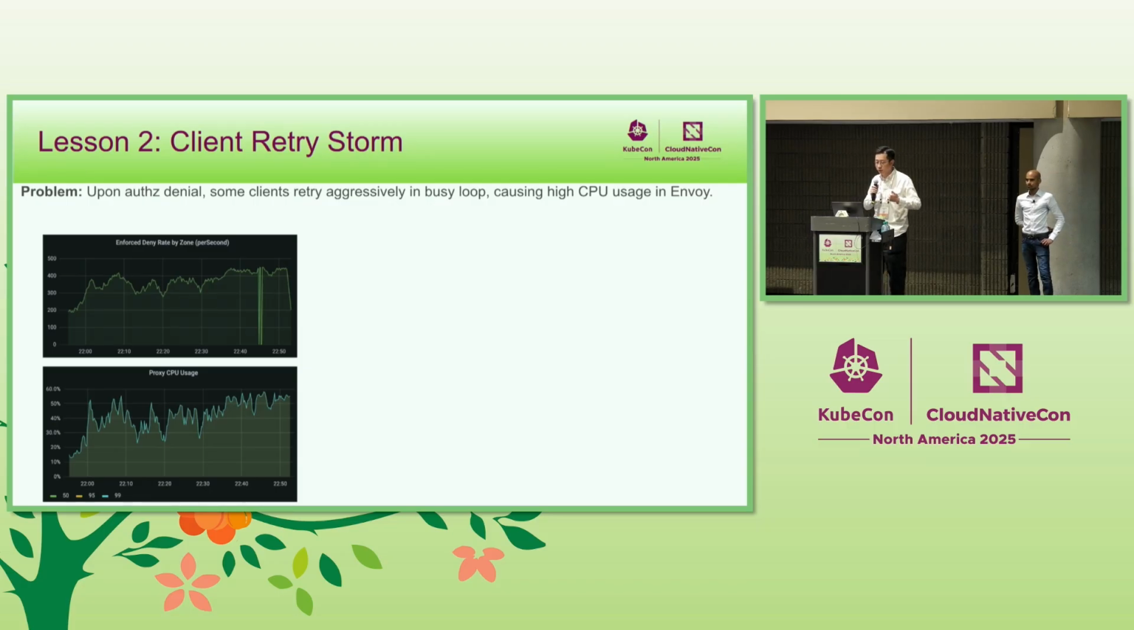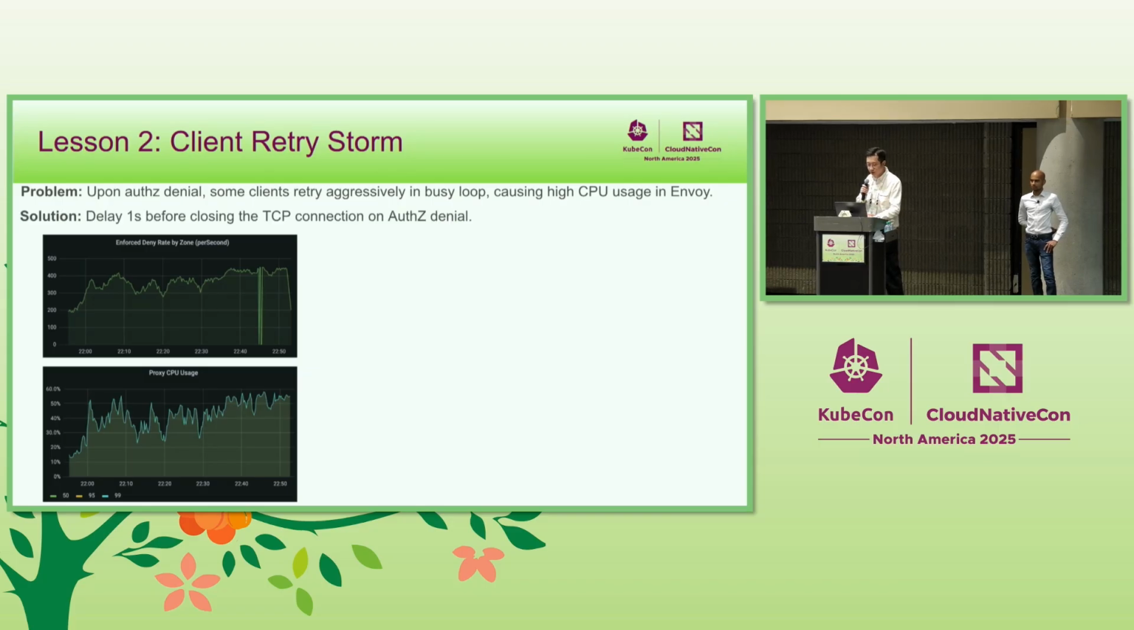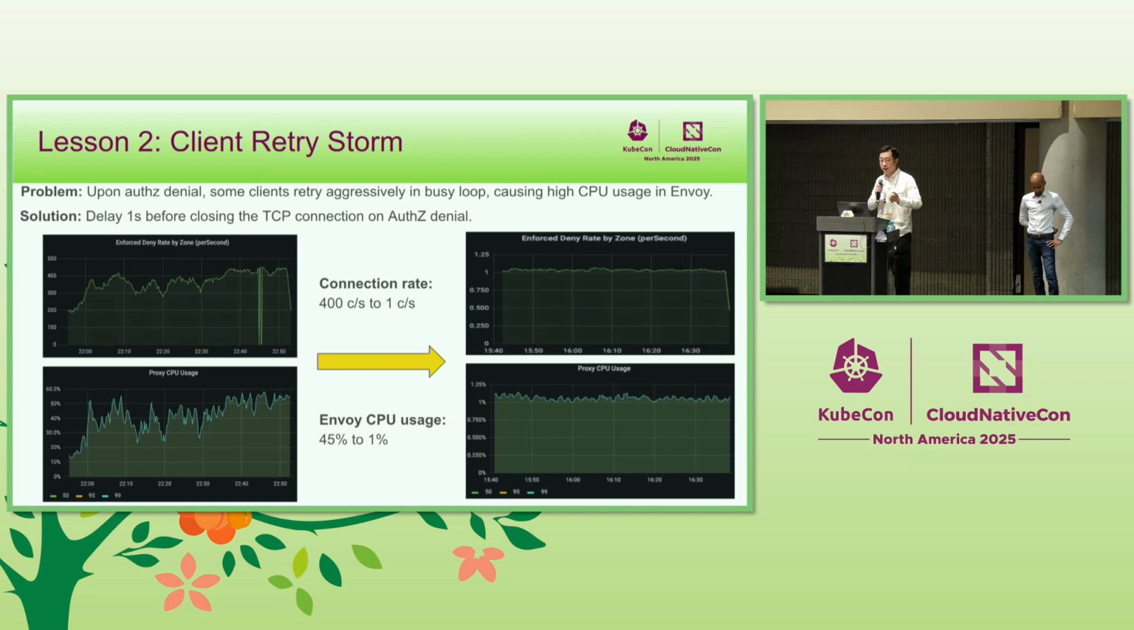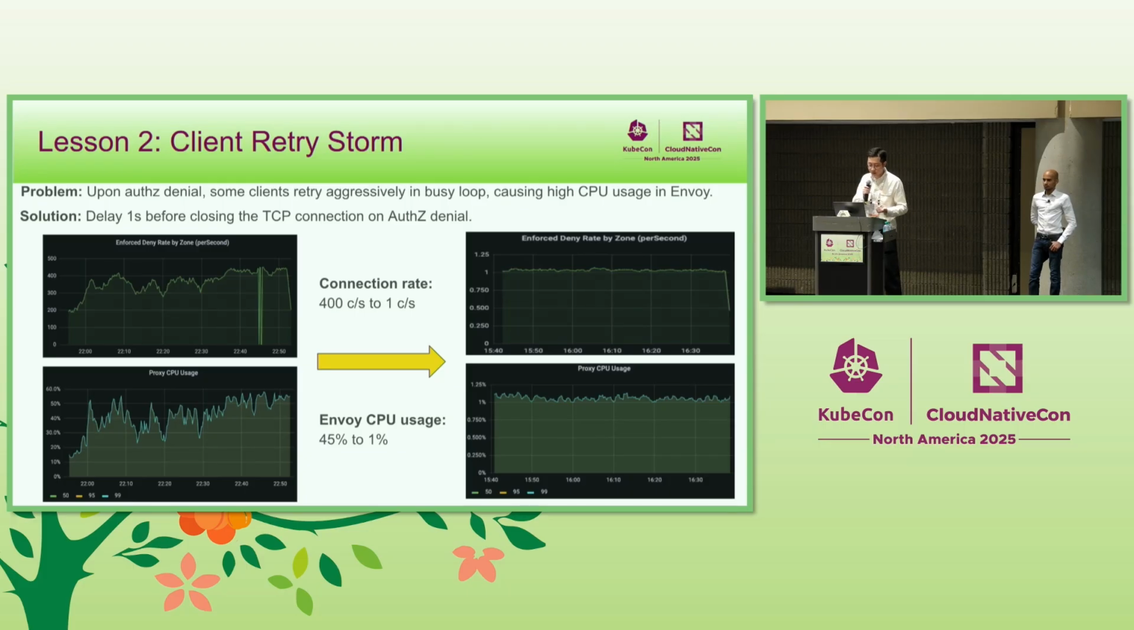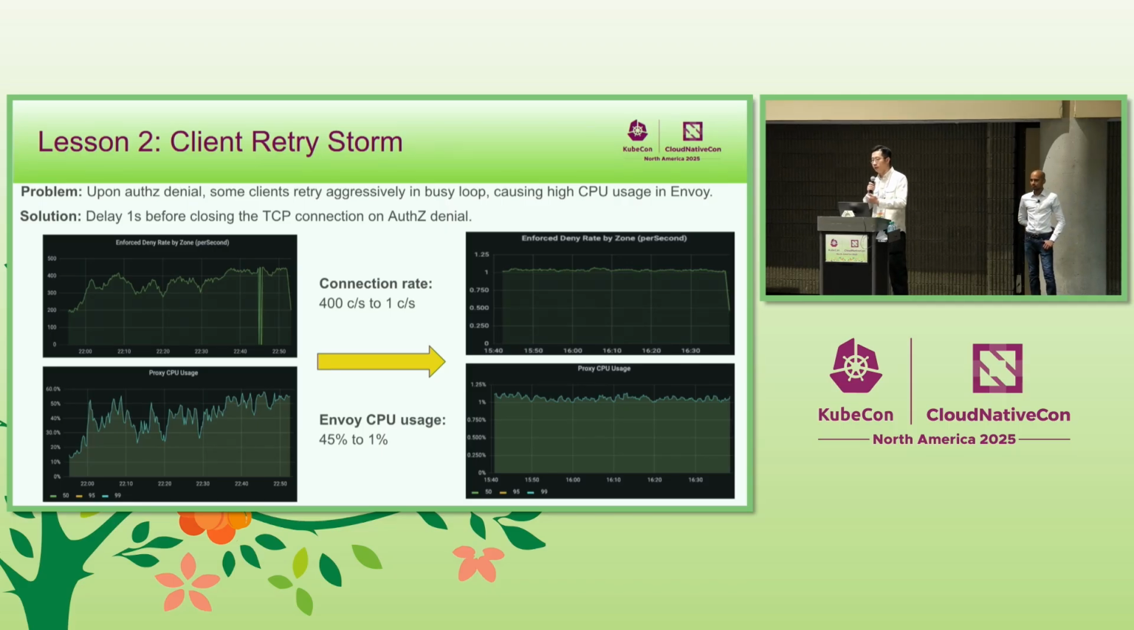The connection rate jumps to 400, and the proxy CPU usage jumps to like 45%. We introduced a solution by delaying like 1 second before we actually close the TCP connection upon authorization denial. This helps to drop the connection rate literally to 1 connection per second for those callers that will be denied by authorization. And consequently, it drops the proxy CPU usage to just like 1%. This is important to help us protect our proxy from being overloaded by misbehaving clients, because the proxy is shared by a lot of different services on the host.